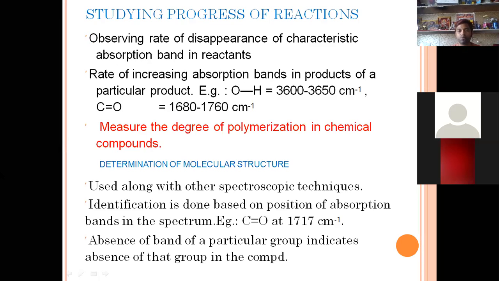For example, suppose in the reactant we have this group, which absorbs at this region, but in the product, if this is observed, we can conclude that there is a carbonyl compound or carbonyl group present in the product. This is the second one, studying the progress of any reaction.